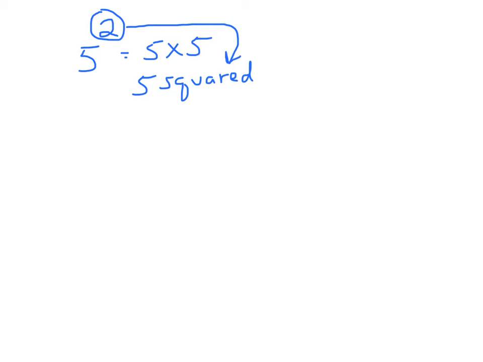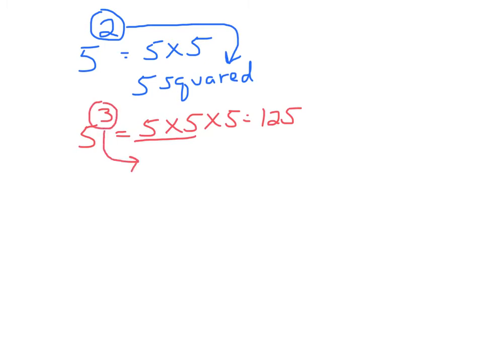Anytime you have something to the 2nd power, instead of saying to the 2nd power, we oftentimes use the word squared. At the same time, if you have 5 to the 3rd power, that means 5 times 5 times 5, which is equal to 125, because 5 times 5 is 25, times another 5 is 125. But any time something is to the 3rd power, instead of saying to the 3rd power, we oftentimes use the word cubed. So 5 cubed is the same thing as 5 times 5 times 5, which is equal to 125.